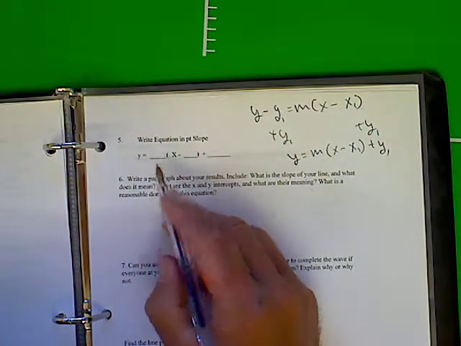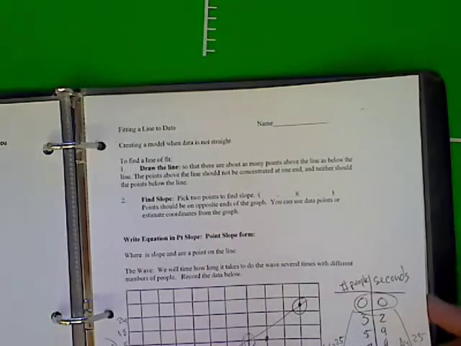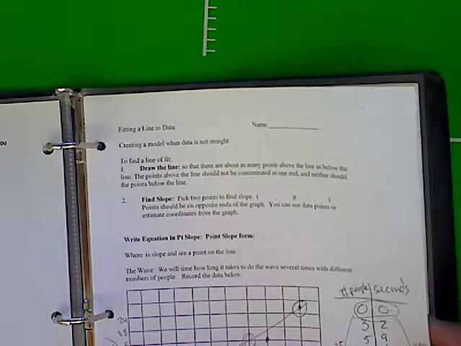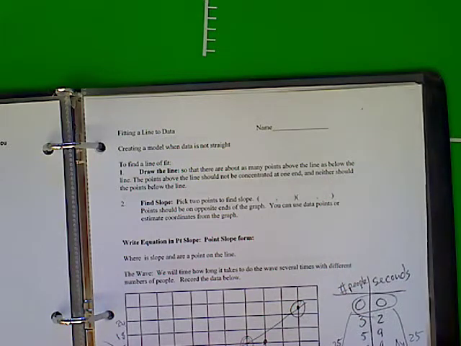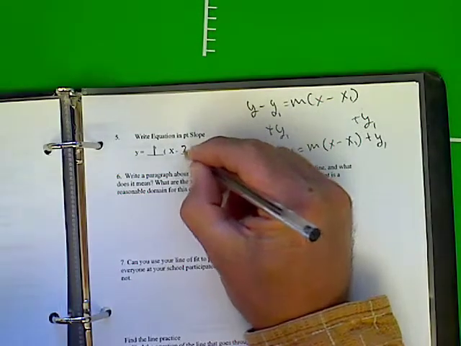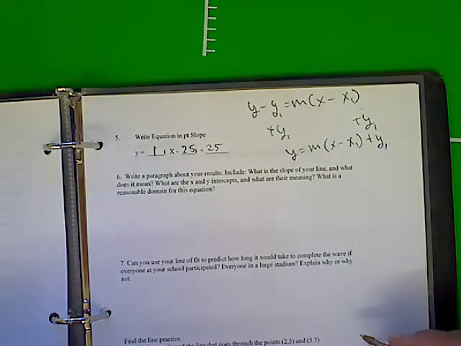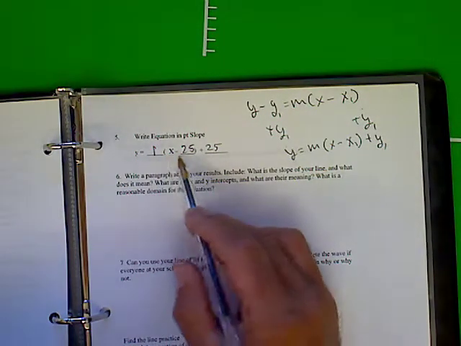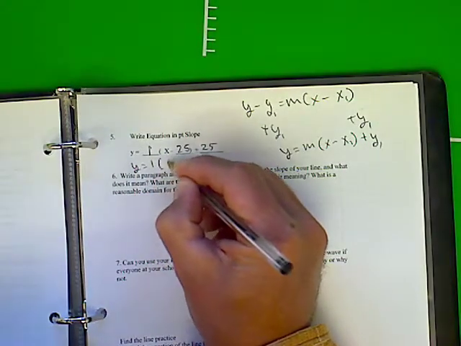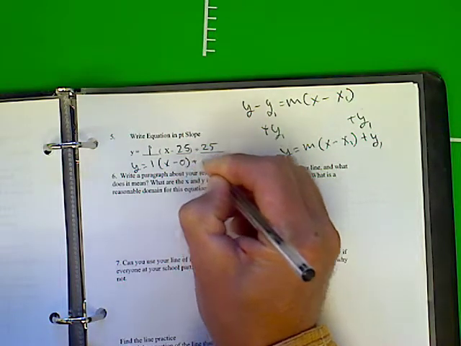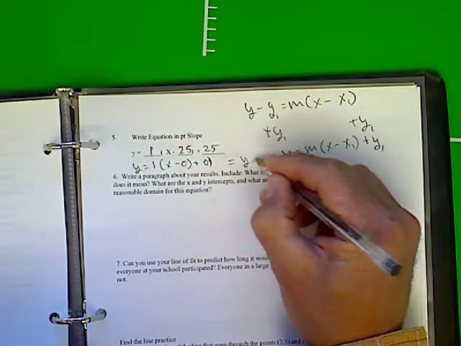Okay, so let's write it. My slope was 1, and then I'm going to pick 1 point. Now I could pick 0, 0. That would be the best point to pick probably. But I'm going to pick 25, 25 just so that you guys can see that. So there's my equation: y equals 1 times x minus 25 plus 25. I also could have written y equals 1 times x minus 0 plus 0, which would have simplified out to y equals 1x.